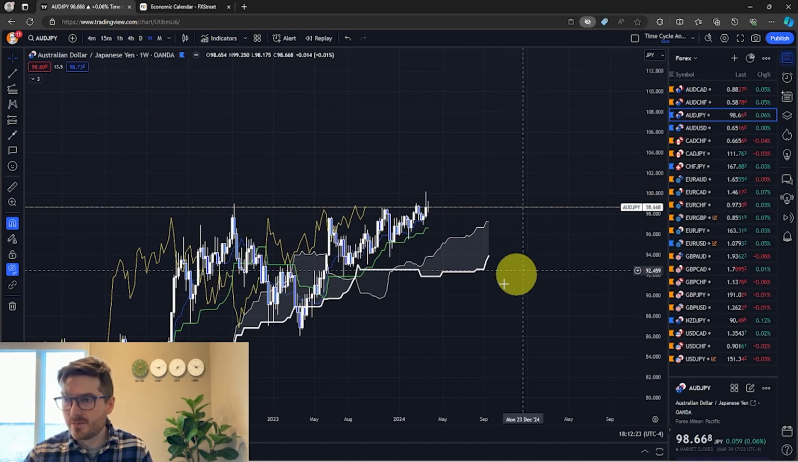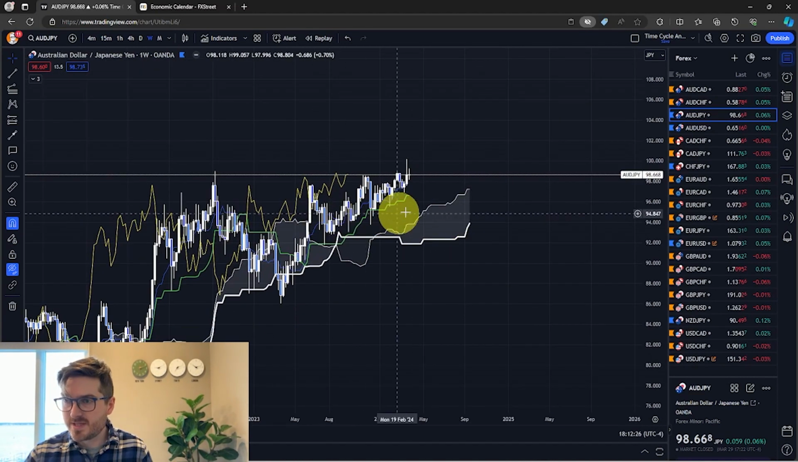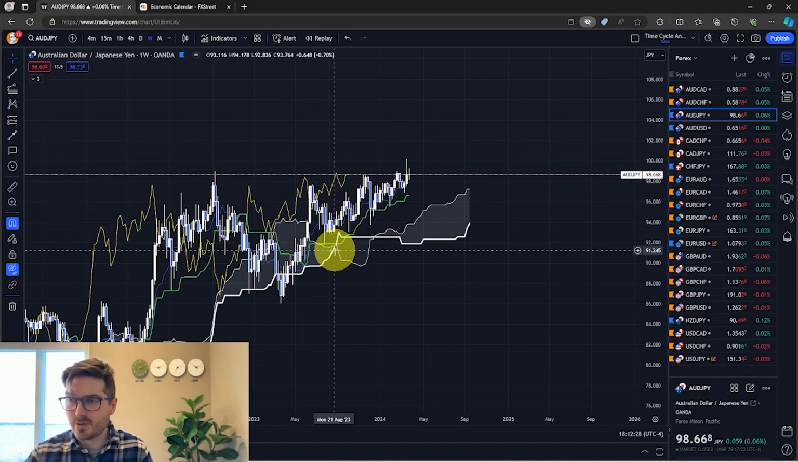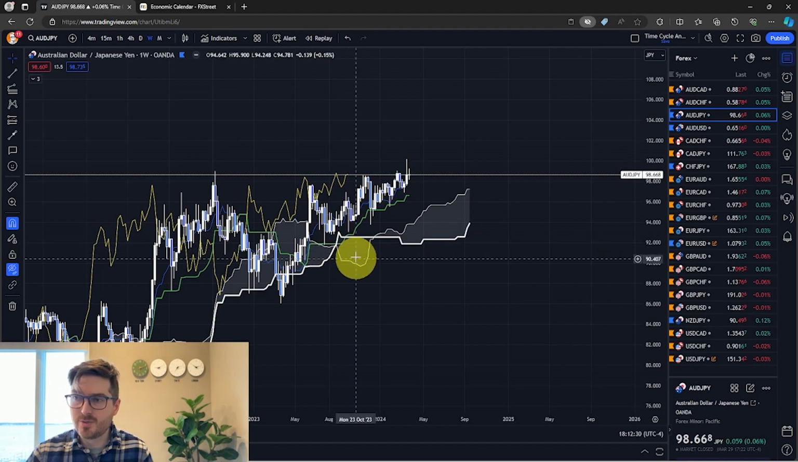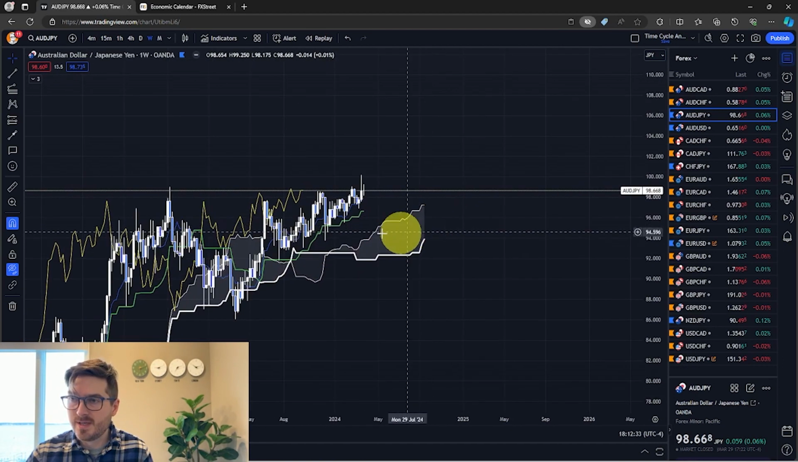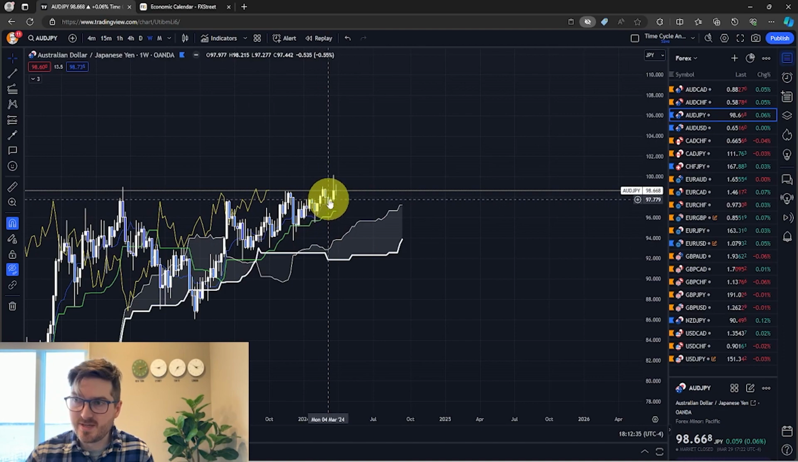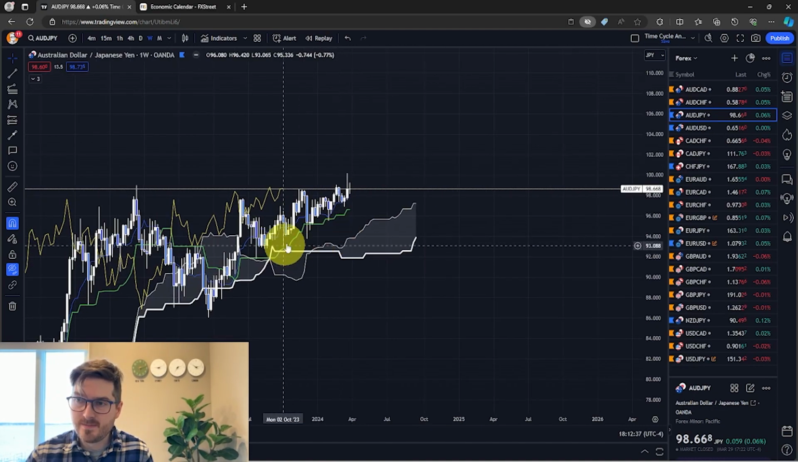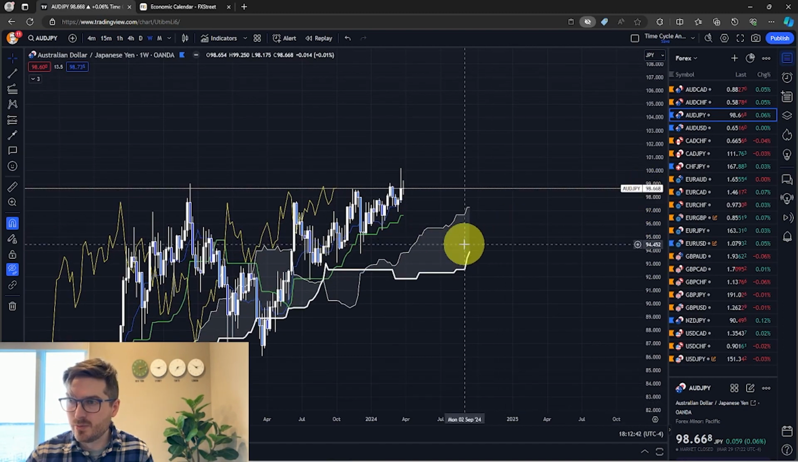Okay guys, so on the weekly, here's this long consolidation. The market was neutral, right? We had a bearish Kumo cloud. Now we have a bullish one. And now we're getting a series of N waves in the bullish direction. And we're getting support here on the Kijun-sen. So this overall is a bullish market.